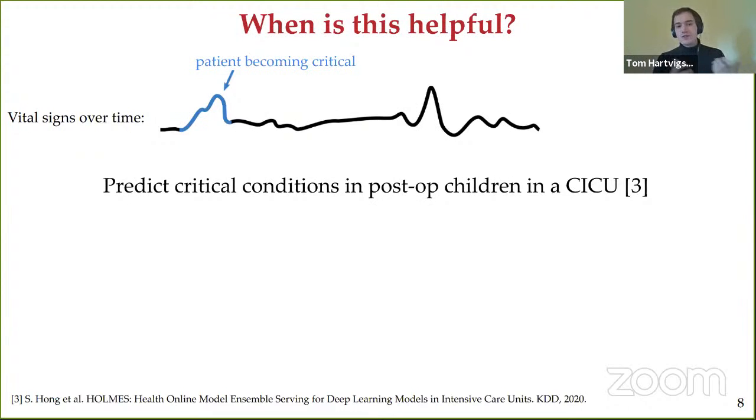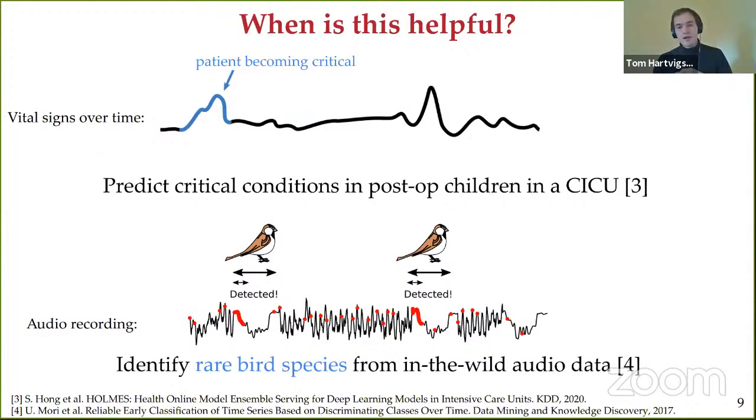The example I was alluding to actually comes from a KDD paper from this year, where the authors are trying to predict whether or not post-operative children in a cardiac intensive care unit are going to go into critical condition, or if they're going to remain stable. Another really interesting example was brought up in a different 2017 paper, not my work, where they're using in-the-wild audio data to identify rare birds in a particular area while using as little audio data as possible, to inform people of which bird species are moving through an area soon enough to react to that information.